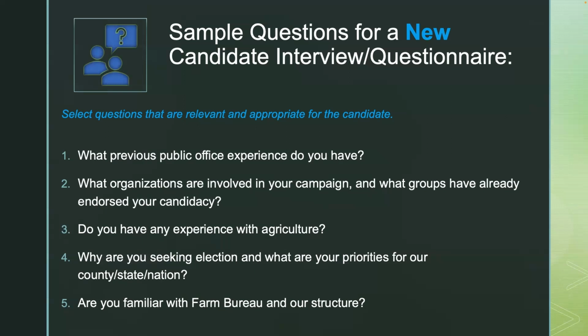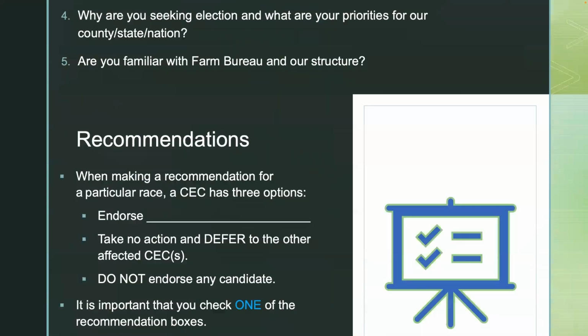So these are some sample questions. Again, the sky's the limit on what you can ask, and so be sure to develop your own. And again, the state office would be happy to assist in supporting you in that effort. We want to really encourage it.